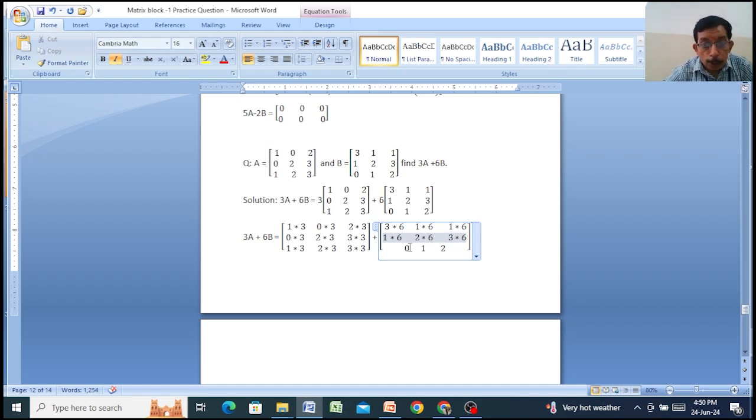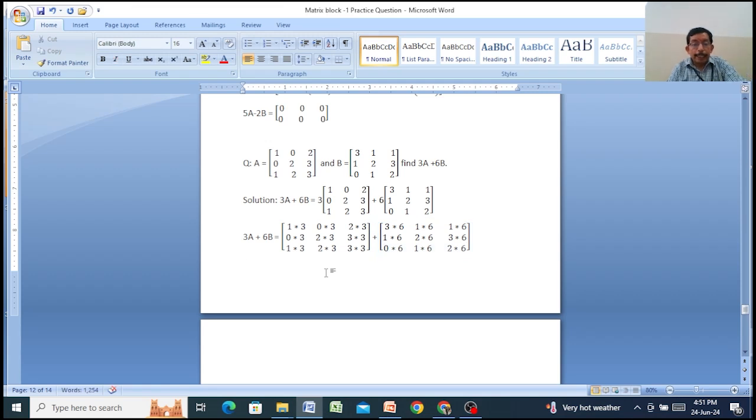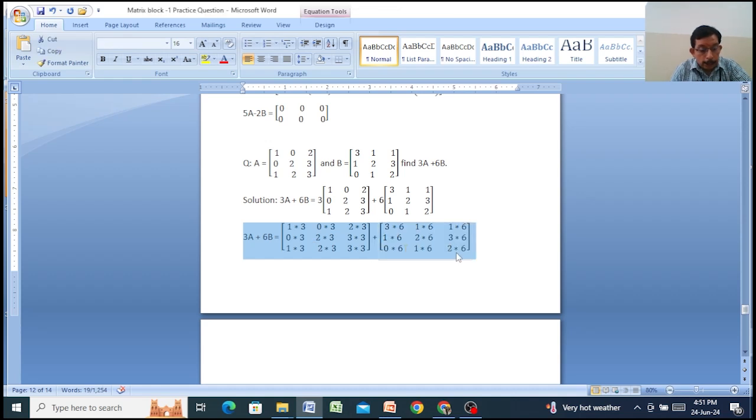Now we come to the last row. The last row, first element is 0 multiplied by 6. In the third row, second column the element is 1 multiplied by 6. The last element of the third row is 2 multiplied by 6. Then the scalar multiplication of matrices A and B is complete. Now we solve this matrix in the next step.